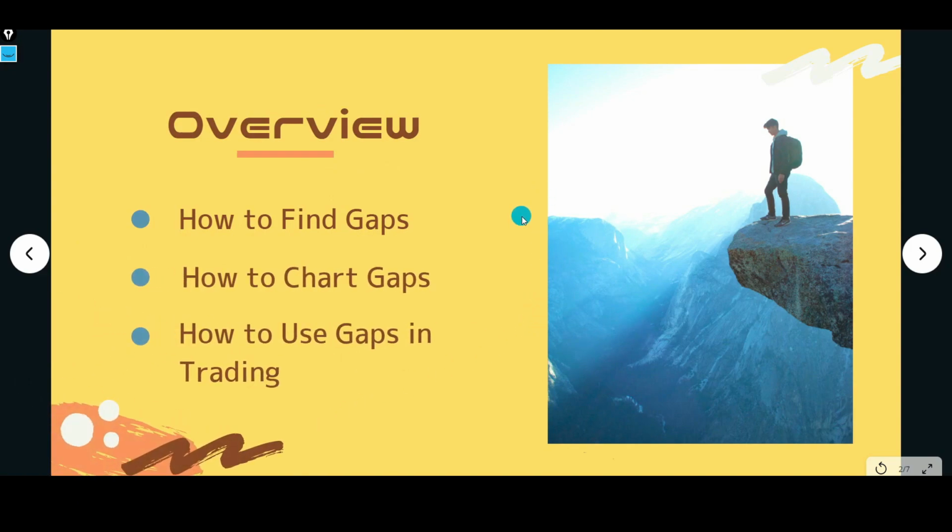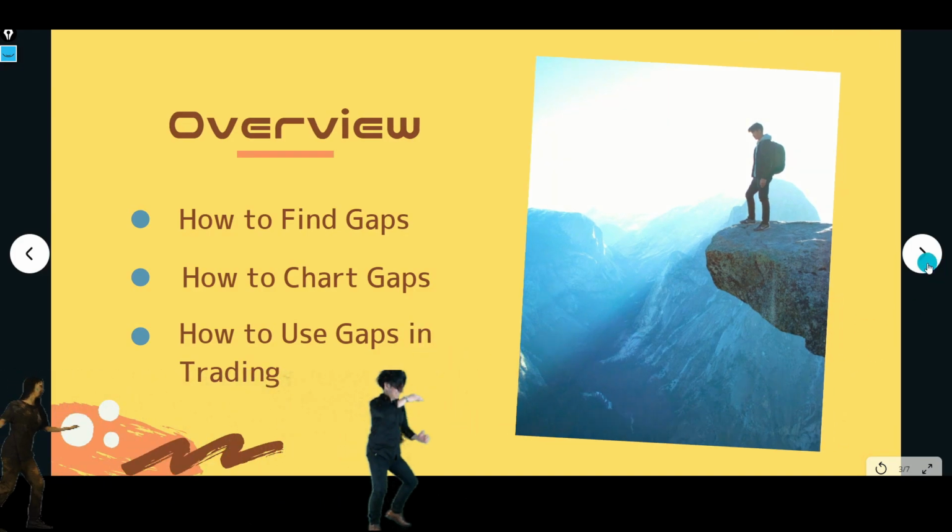Okay, here's a lesson overview. First, I'll be going over how to find gaps. That means which time frames to look for gaps on and how much data we have to comb through. Then I'll go on to explain how to chart gaps. Now this is about which price levels to draw the lines that represent the gaps. And then finally, I'll go on to how to use gaps in trading. Okay, so let's go on to how to find gaps.